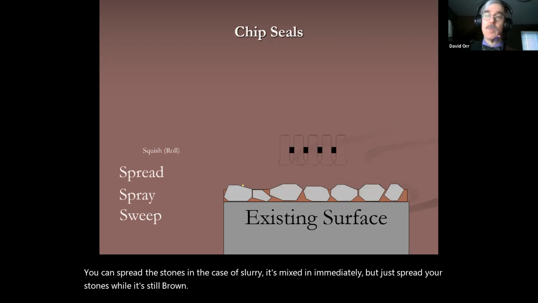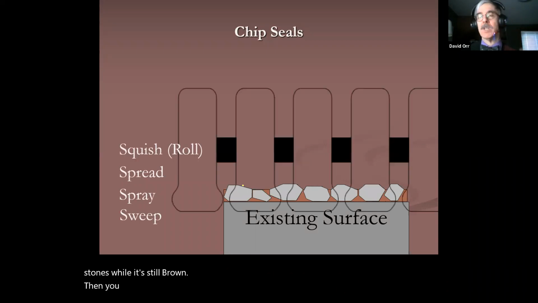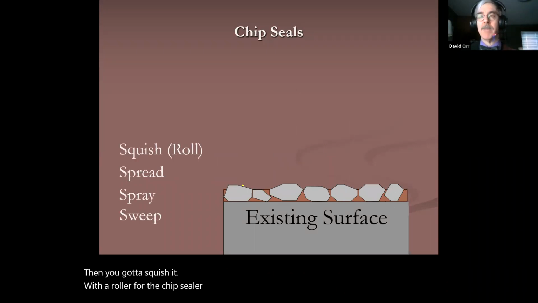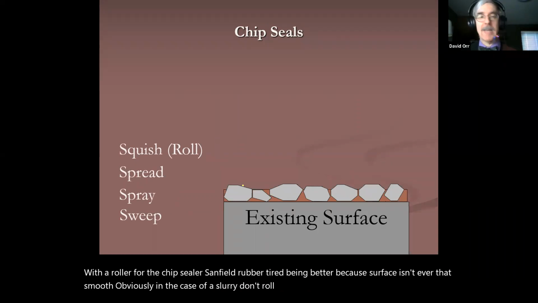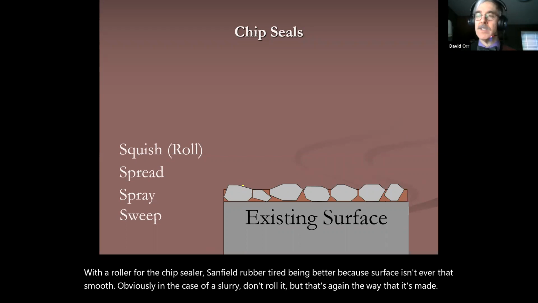Then you got to squish it with a roller if it's a chip seal or a sand seal. Rubber tired being better because surfaces are never that smooth. Obviously, in the case of a slurry, you don't roll it, but that's, again, the way that it's made. I'm using the word squish. You'll see why in a second.